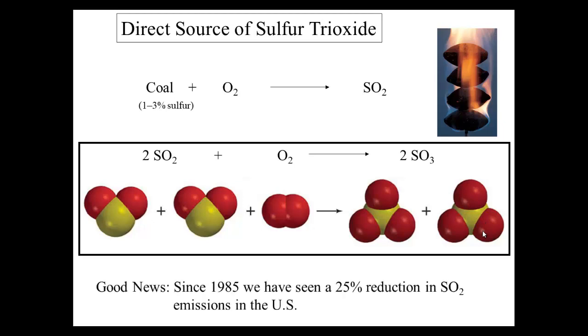One piece of good news about this: sulfur dioxides go into sulfur trioxides and become sulfuric acid and sulfurous acid, both of them. Since 1985 we have actually seen a 25% reduction in sulfur dioxide, and this is really due to public policy and restrictions on how industry burns its coal. They're required to use scrubbers to prevent a lot of this stuff from getting into the air.